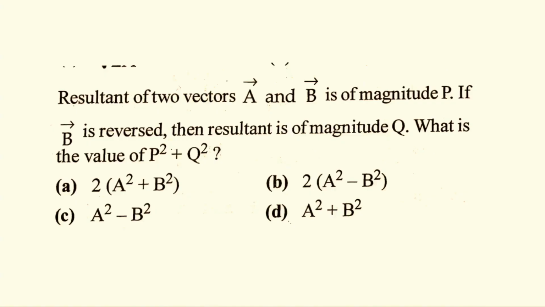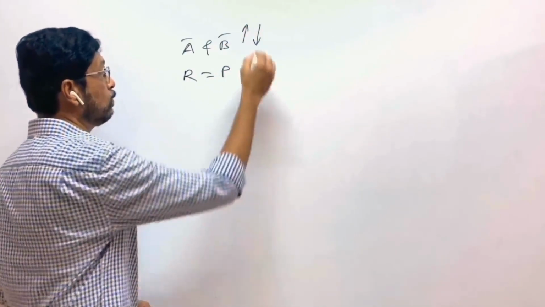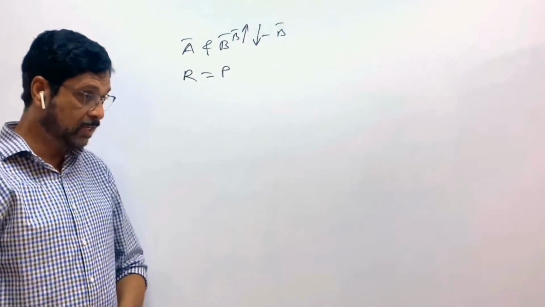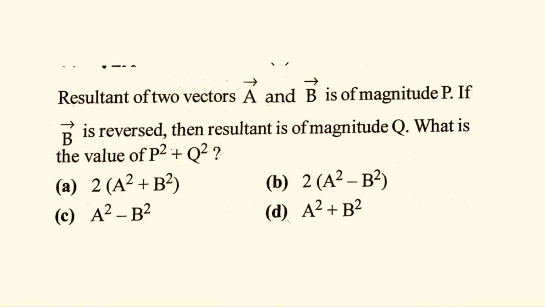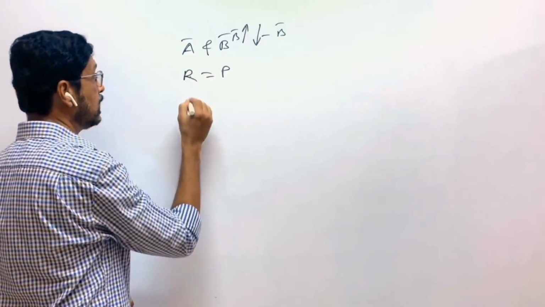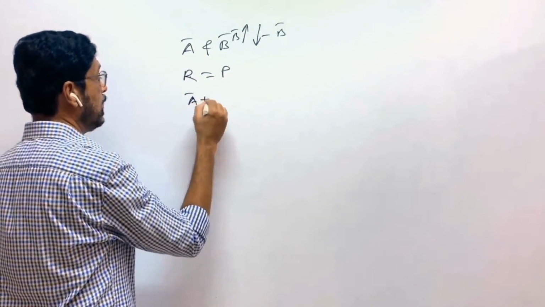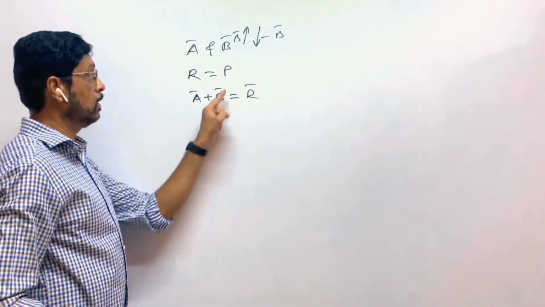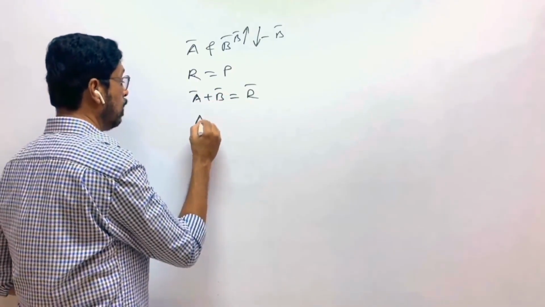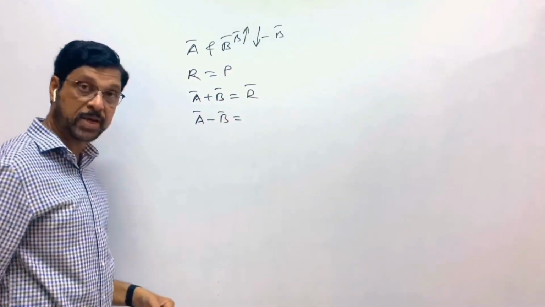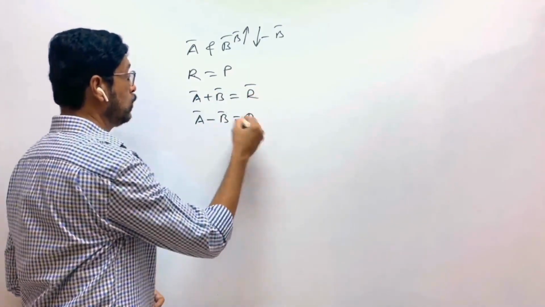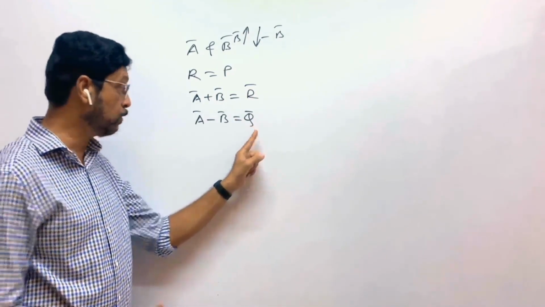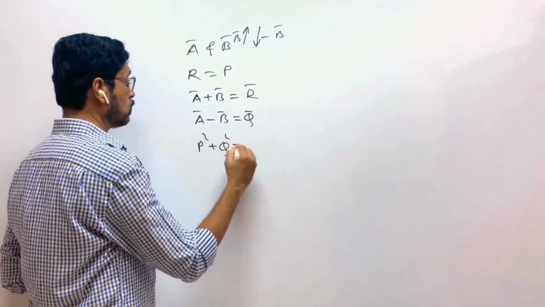If B is reversed, B को अगर हमने reverse कर दिया, मतलब क्या बन जाएगा? Minus B. If B is reversed, then it will become minus B. Then the resultant is of magnitude Q. What does this mean? This resultant means vector A plus vector B is equal to vector R, whose magnitude is P. And now vector A minus vector B is how much? Q. Vector Q. We have to find its magnitude. We have to find P square plus Q square.